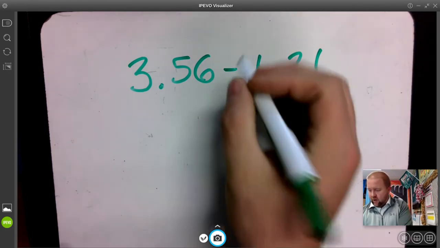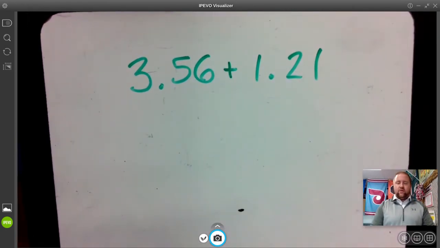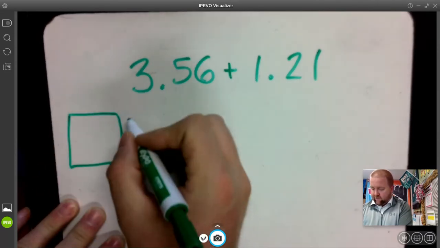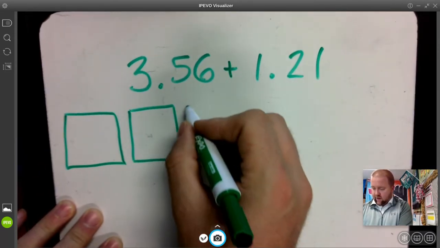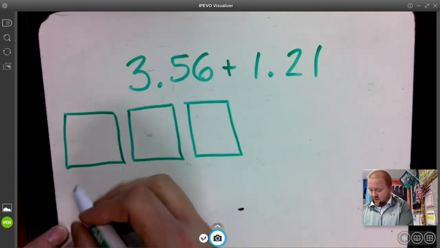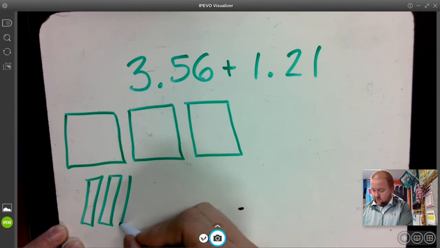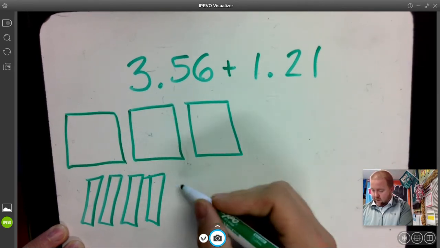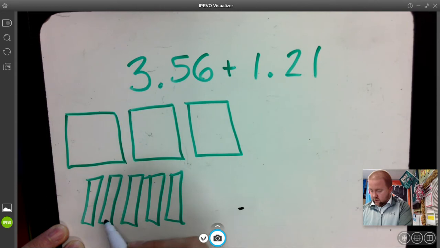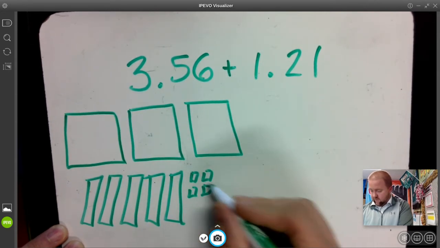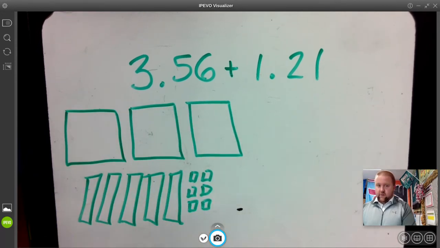Let's actually start out with an addition problem, just because I like to start with addition when we do these first. So 3 and 56 hundredths plus 1 and 21 hundredths. I start with 3 wholes, and these are called flats, okay? And then 56 hundredths, that's 5 tenths, which would be longs. There's 5 of those. And then 6 of these hundredths: 1, 2, 3, 4, 5, 6. There's a little unit cubes.